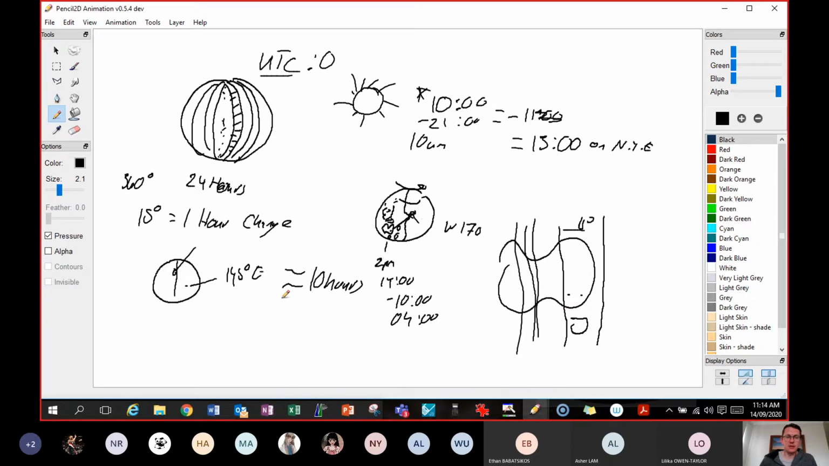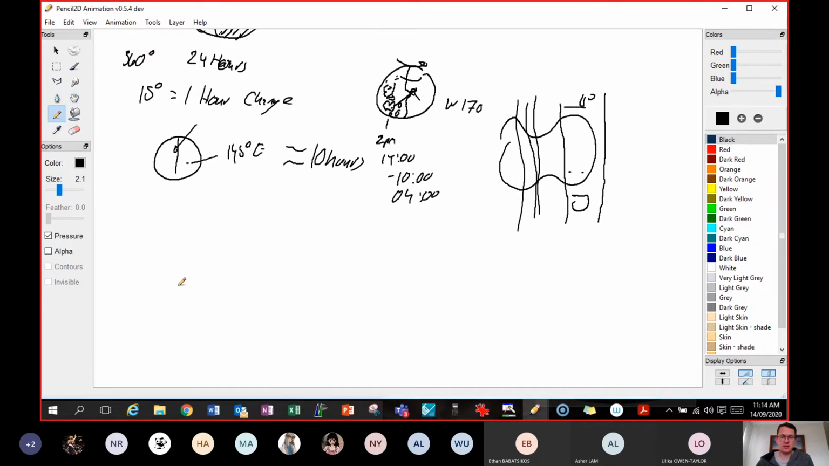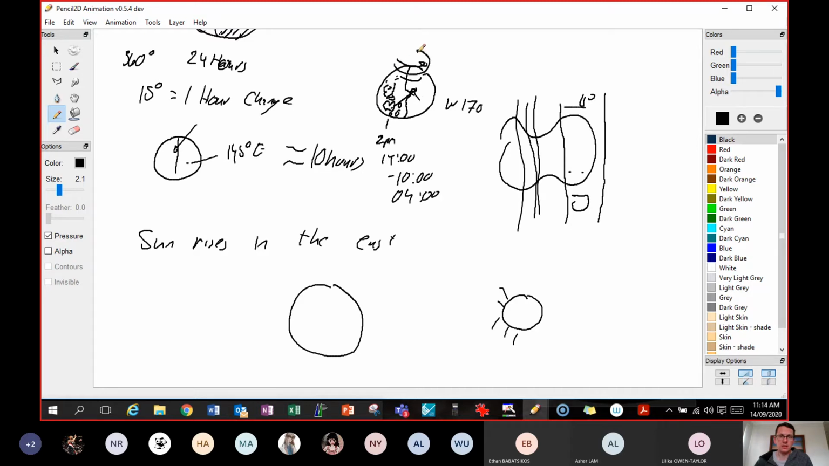Now, one thing you do need to note is that the sun always rises in the east. So the further east you are, think about this as the sun, right? This may sound stupid, but it will actually help you. If you think about the globe, now the globe is here, and don't forget, the Earth spins this way.